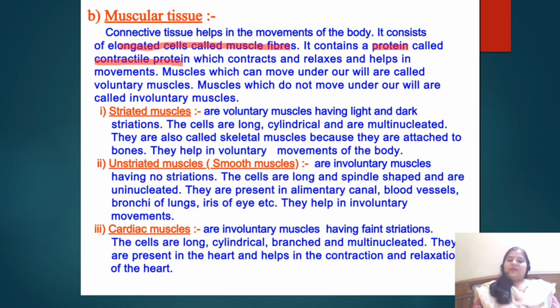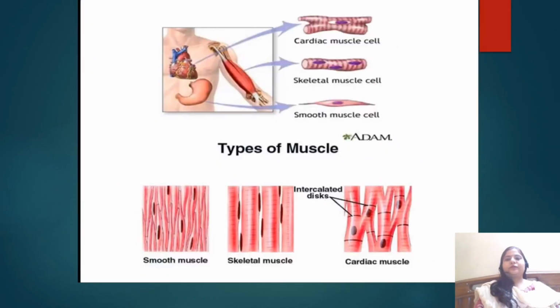So this is one classification, that is involuntary and voluntary muscles. Then we have another classification as striated muscles, unstriated muscles, and cardiac muscle, and this classification is based on their structure. Okay, so if I'll show you the diagram of the striated muscle, you can see here. Striated muscles are the skeletal muscle basically.